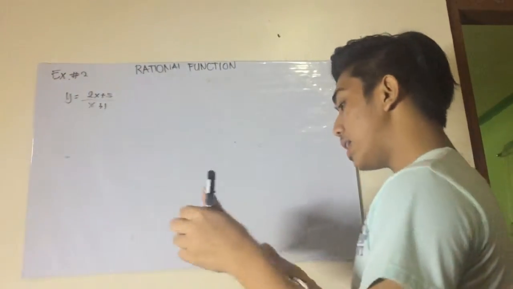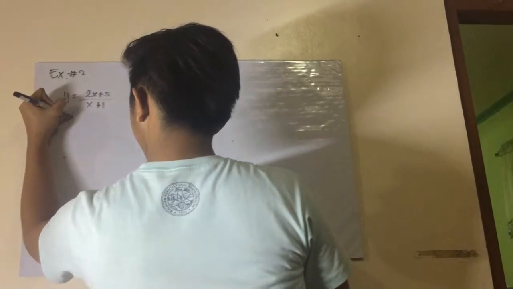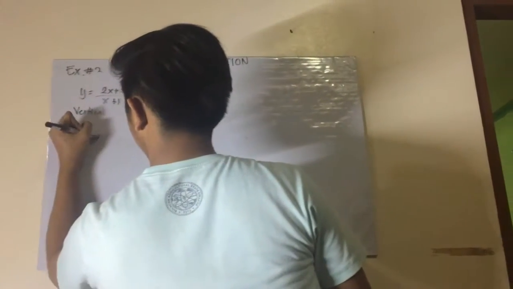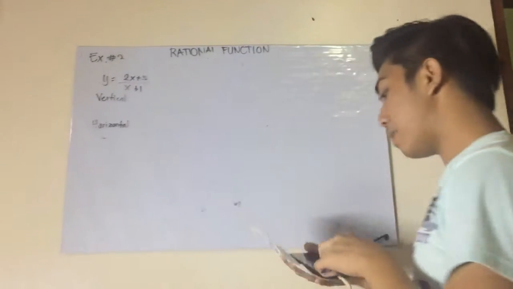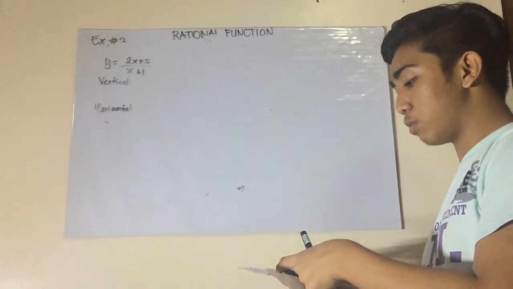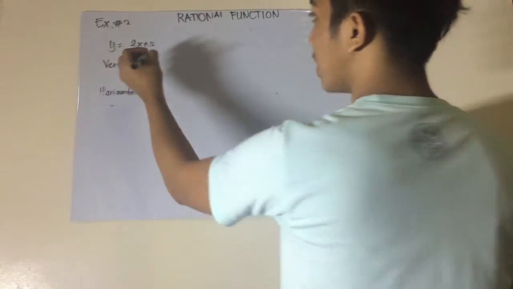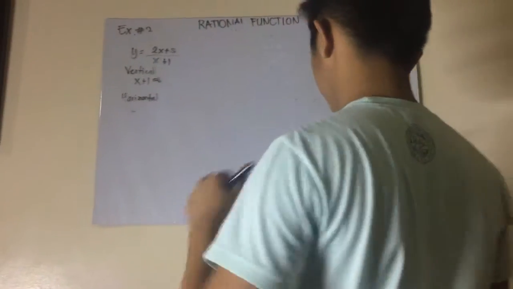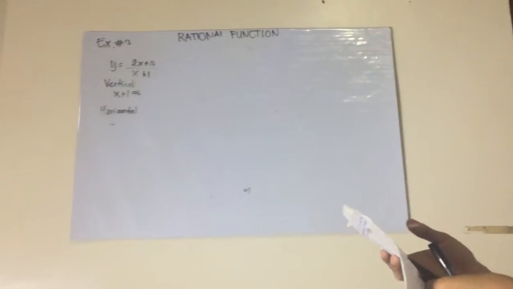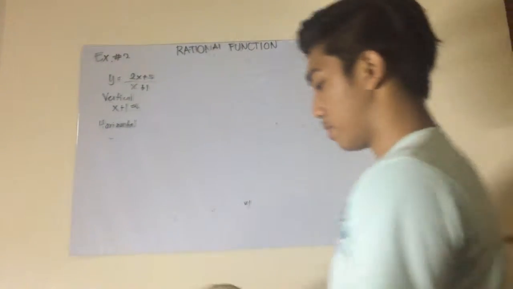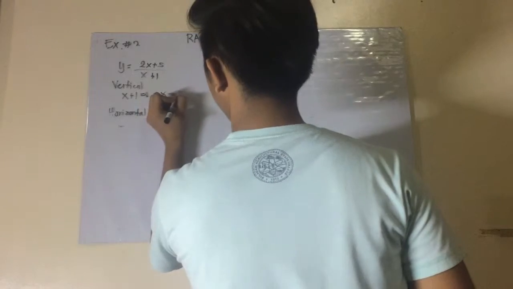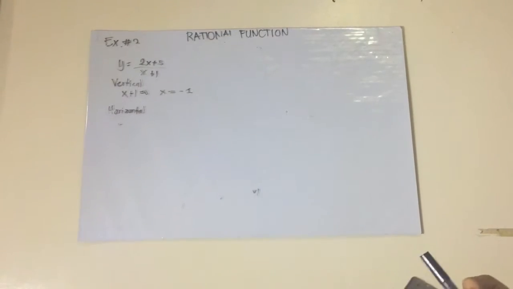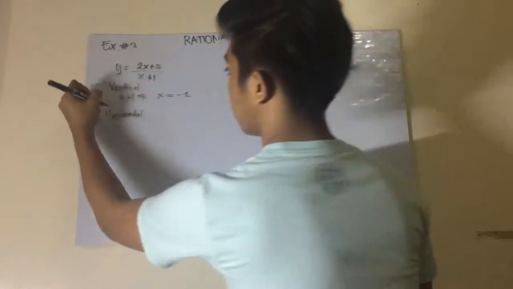So, kukuhanin natin yung vertical and horizontal asymptotes niya. So, para makuha natin yon, again, yung sa vertical asymptote, gagamitin natin denominator, which is x plus 1, then i-equate natin siya sa 0. So, pagka-equate natin sa kanya sa 0, makikita nyo naman na yung lalabas is x is equals to negative 1, kasi itra-transpose lang natin siya. So, pagkatas na nun is yung horizontal asymptote.